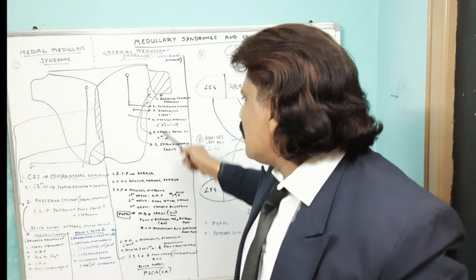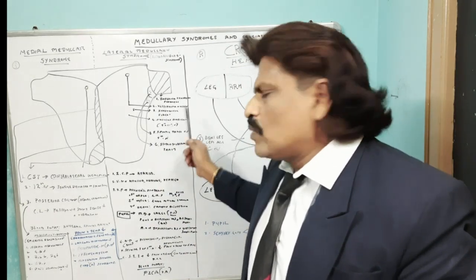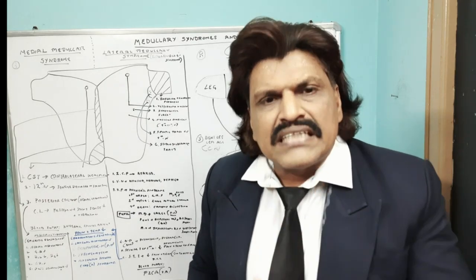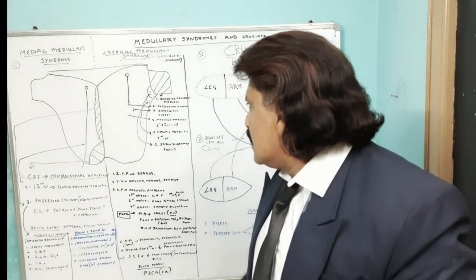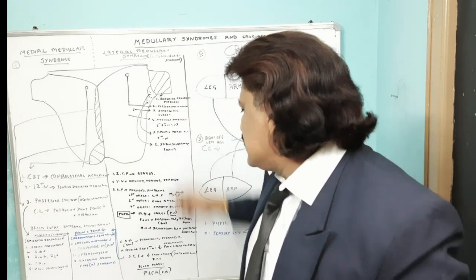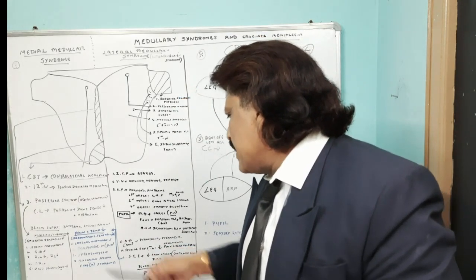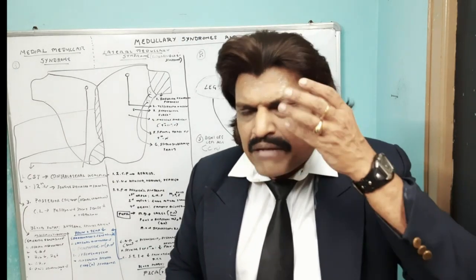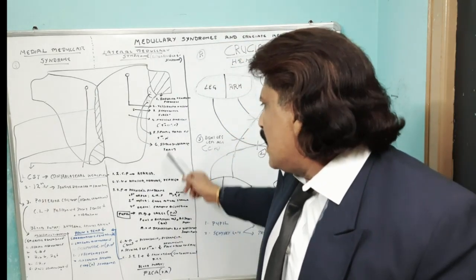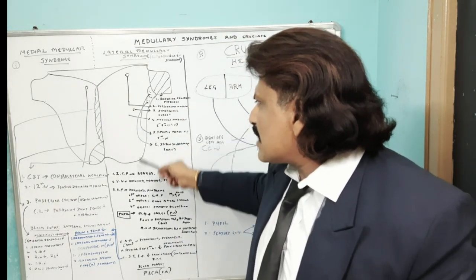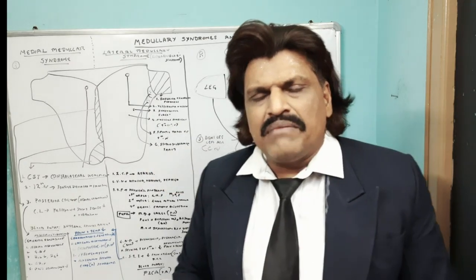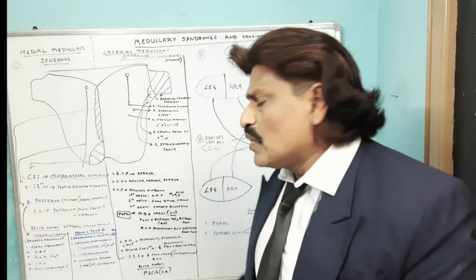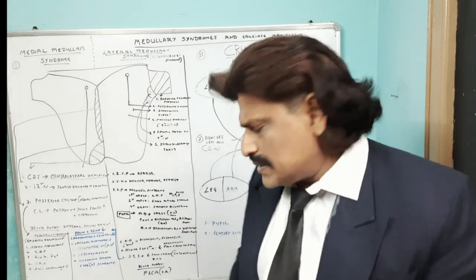The next structure to get affected is the nucleus ambiguus, which is the 9th and 10th nerve. So if the 9th and 10th nerve gets affected, they can have dysarthria and dysphagia. Then you can have the spinal tract of the trigeminal nerve getting affected. So when the spinal tract of the trigeminal nerve gets affected, they'll have ipsilateral loss of pain and temperature over the face. And finally, we can have the spinothalamic tract being affected. The spinothalamic tract carries pain and temperature sensation. So when it gets affected, you have pain and temperature loss on the opposite side.